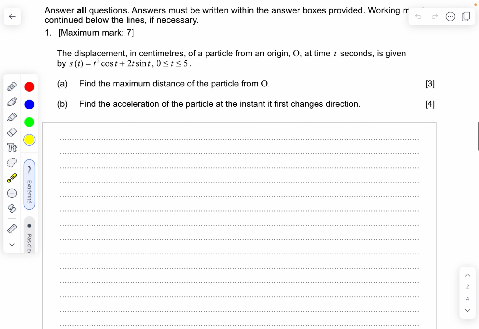So this first question, displacement in centimeters of a particle from origin O at time t. So we've got the displacement graph, and from the displacement graph here, I want to find the maximum distance. So let's put that in the calculator and see what we can get.